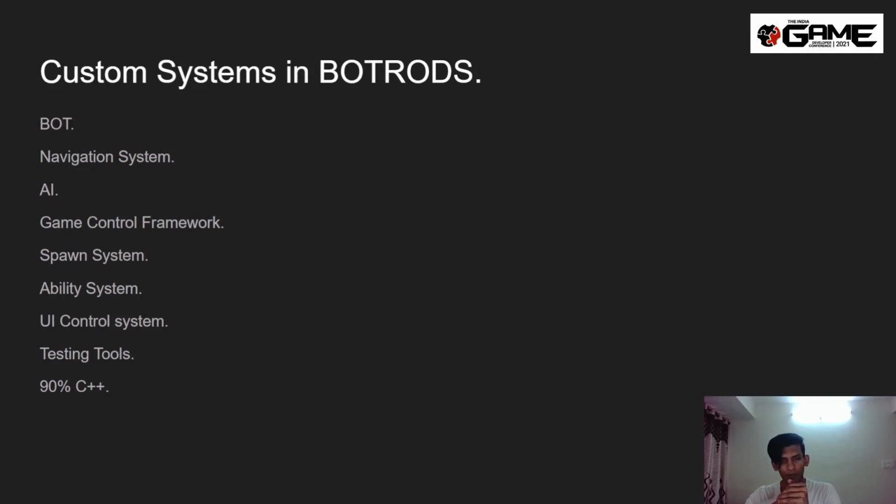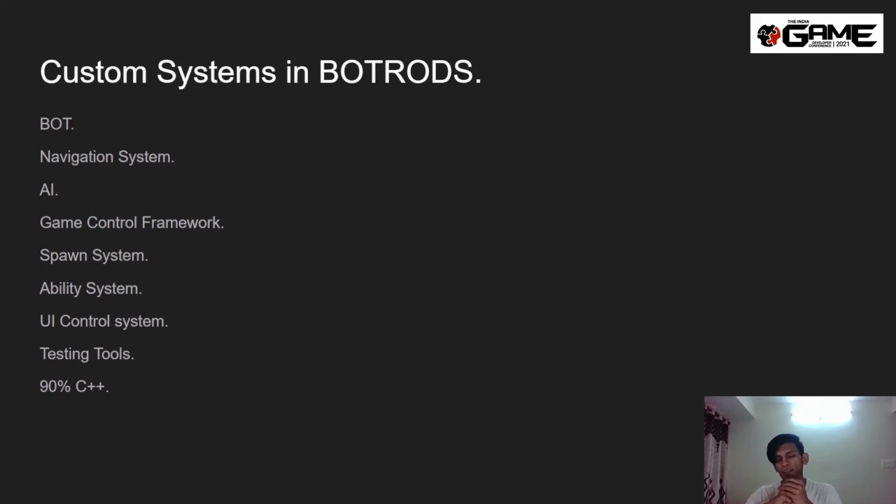AI is pretty much straightforward. Since we are not using Unreal's AI, we created our own lightweight system. Then there is the game control framework, and this is the game loop. It's a custom game loop which we use, which nicely switches between the campaign mode and other different modes in the game. Then the spawn system: since we have a custom character, we need to initialize a lot of variables during its instance creation, so the spawn system comes in handy and it initializes all those variables.